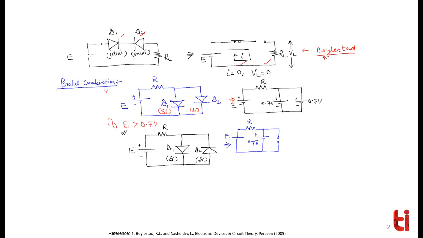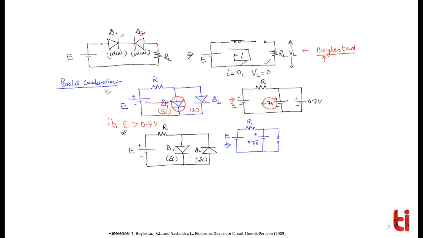Now, the parallel combinations. In parallel, what does it mean? Parallel means the diode is connected in parallel to the battery. So this is the question, very, very simple. What you can do is, in a parallel case, you need to find out whether the diode is in forward bias or reverse bias. If it is in forward bias, you need to replace it with a 0.7 volt battery.